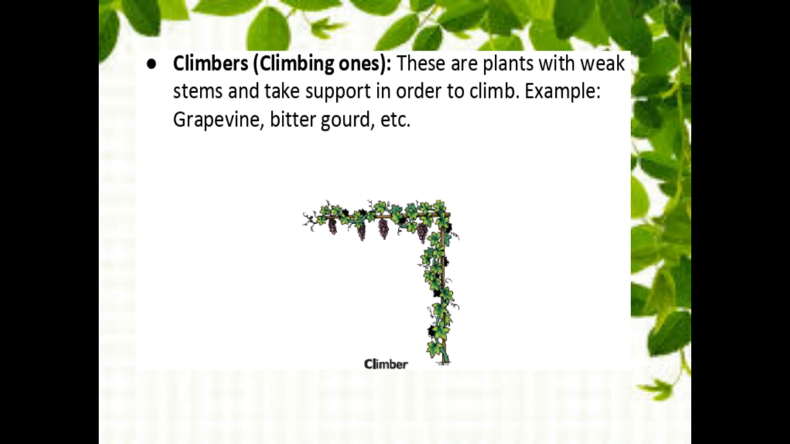Right. So coming to the next one, that is climbers. It is also similar to creepers, but the creepers grow along the ground, while the climbers, with the support of a stick, will climb over the stick. Right. It also has a weak stem, but with the support of a stick, it will grow over the stick. Right. So what might be the example? That is grapes, bitter gourd, snake gourd, etc.